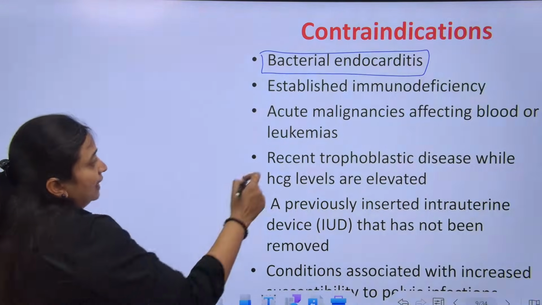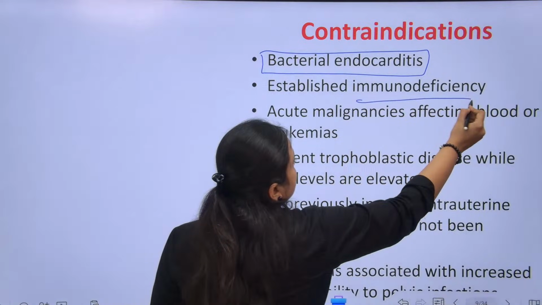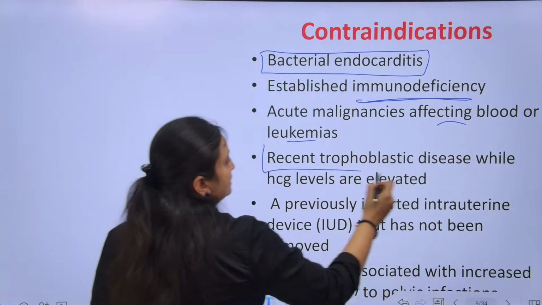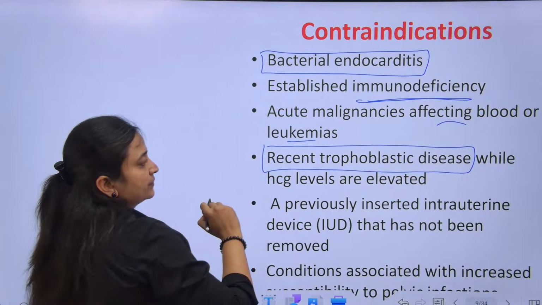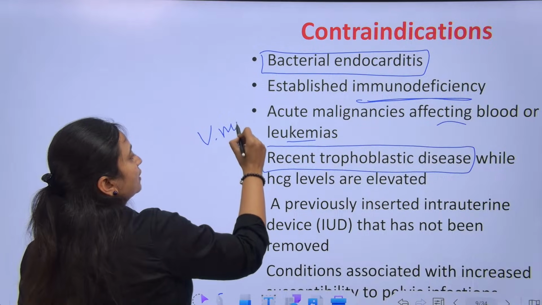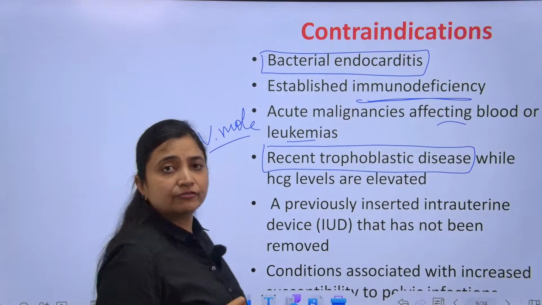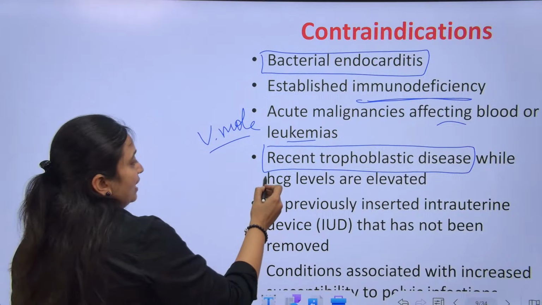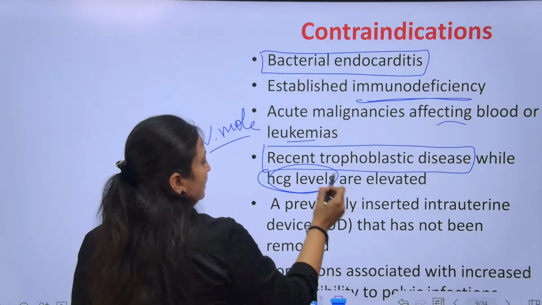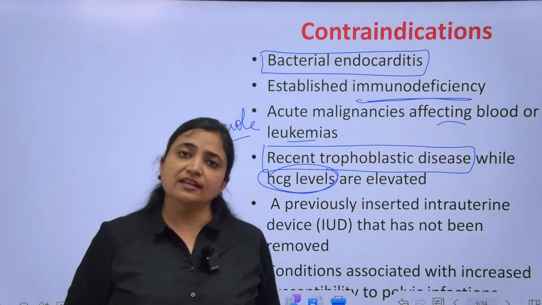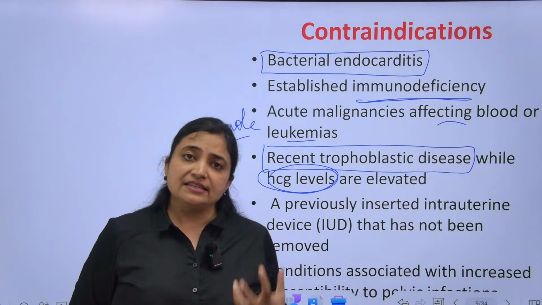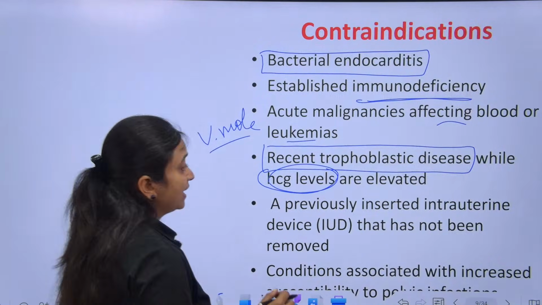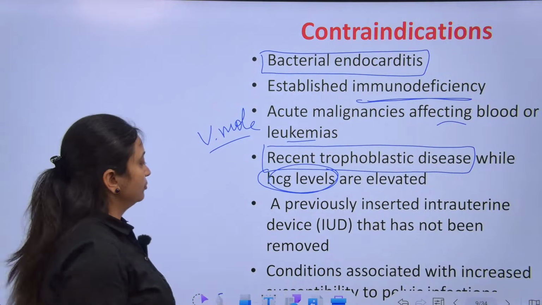But any immunodeficiency affecting blood, like leukemias, recent trophoblastic disease. What is this? Any kind of vesicular mole, or we call it hydatidiform mole, or GTT, gestational trophoblastic disease, where HCG levels are still elevated. We know, if we have studied the vesicular mole, that till the HCG levels are down for a long time, we cannot use any hormonal contraceptive, as well as intrauterine device, it can lead to perforation.